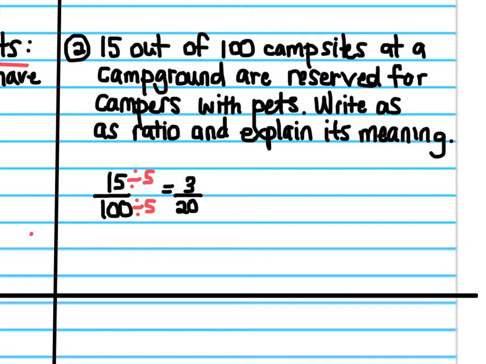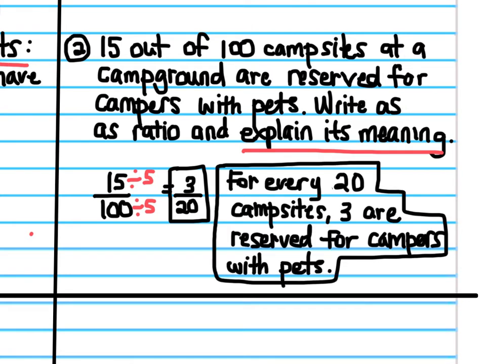Now, for the next part, it says to explain its meaning. Okay, and this is important because you need to know how to explain this in terms of the problem. So as your sample explanation, you could say, for every 20 campsites, 3 are reserved for campers with pets. So then you need to write it as a complete sentence. And here's the sentence. Please pause the video if you need to pause it so that you can write this down, and when you're ready to continue, press play. Please pause now.